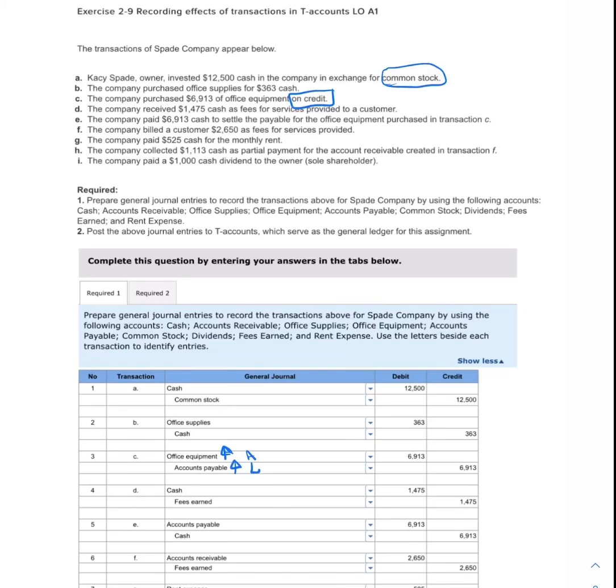The next one here tells us that the company received $4,175 cash as fees for services provided to the customer. So you can get away in class calling this some type of revenue, either service revenue or whatever you want to call it. On the homework assignment, I believe you have to use the account fees earned, so just make sure you are aware of that. But the idea is the same.